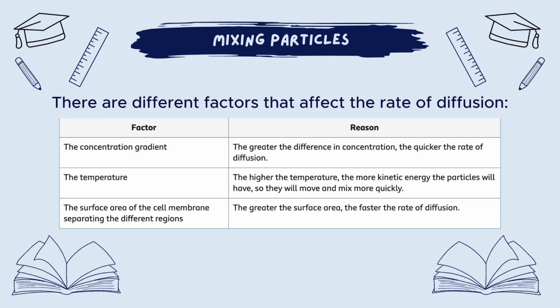There are different factors that affect the rate of diffusion. For example, the concentration gradient. The greater the difference in concentration, the quicker the rate of diffusion. The temperature. The higher the temperature, the more kinetic energy the particles will have, so they will move and mix more quickly. Then you have the surface area. The greater the surface area, the faster the rate of diffusion.